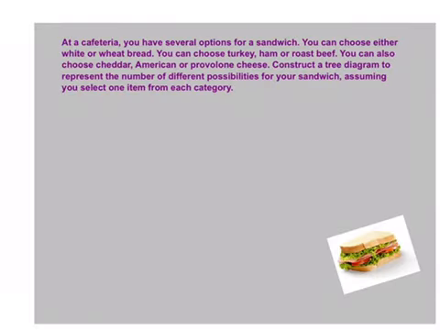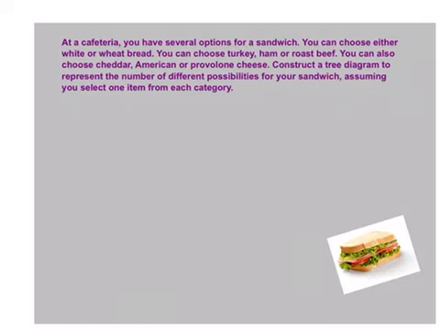So here's our first situation. We're in a cafeteria and we have several options for a sandwich that we want to buy. You can choose either white or wheat bread. Then you get to choose turkey, ham, or roast beef. And then you get to choose cheddar, American, or provolone cheese. So we want to construct what we call a tree diagram to represent the number of different possibilities for our sandwich, assuming that you can only select one from each category.